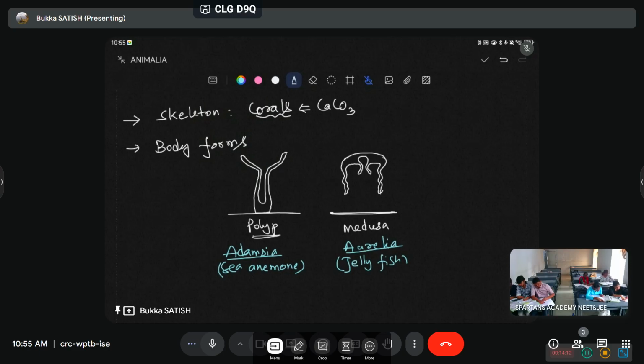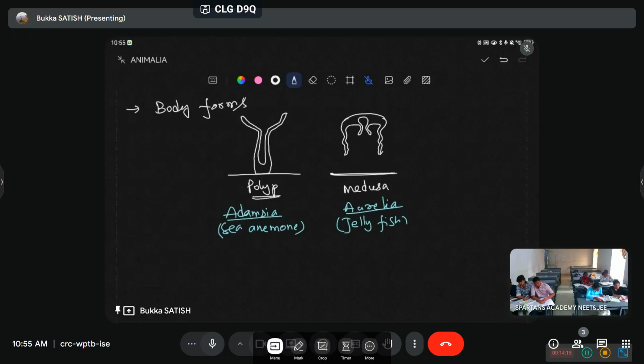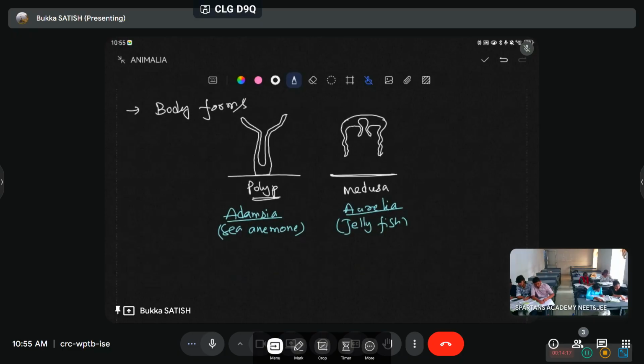So the difference between these two is, in the case of polyp, it is sessile form. And this polyp will not move. This is sessile. Whereas the medusa is free swimming form. And this is one important difference. A shape you can see clearly, sessile, that is polyp, is having the cylindrical shape, whereas medusa is having this umbrella shape.